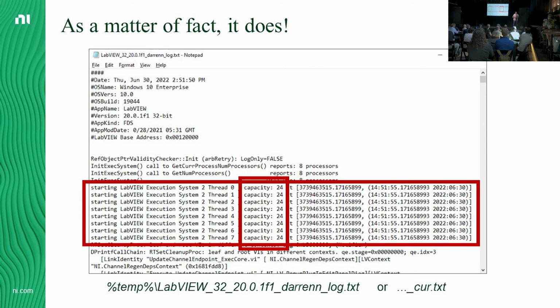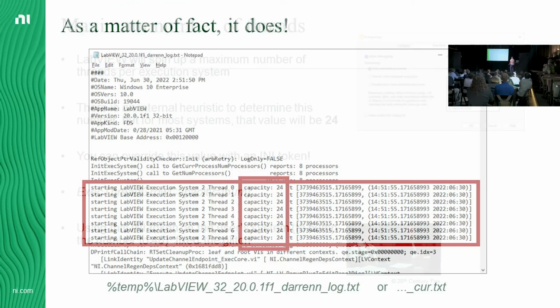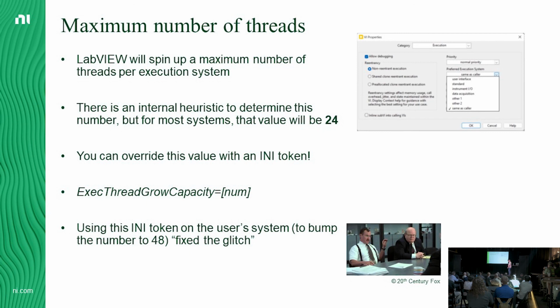Why? I don't understand. So it turns out, let me get back to my slide view here. All right, there it is. You guys know in the VI properties, you've got the execution system like standard, instrument I/O, all that stuff. Well, for each one of those, LabVIEW will spin up a maximum number of threads. There's some math in LabVIEW that calculates this, but for all intents and purposes, that value almost always ends up being 24.